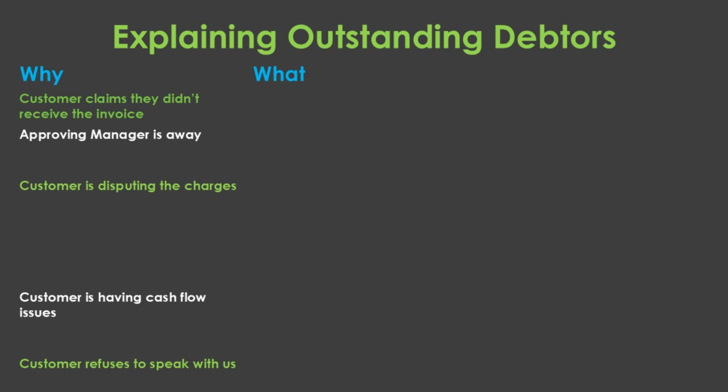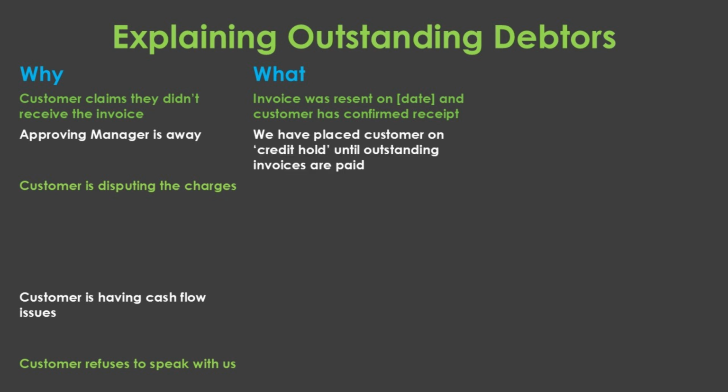So let's look at our first why. The customer claims they didn't receive the invoice. So the action point could be invoice was resent on, and you mention the date, and customer has confirmed receipt. The next one, we have placed customer on credit hold until outstanding invoices are paid. Credit hold simply means to stop giving more credit.